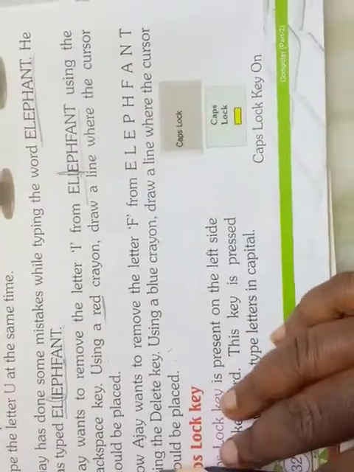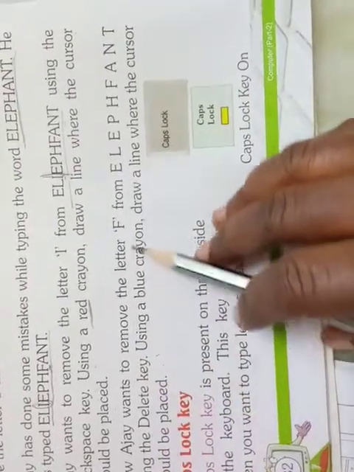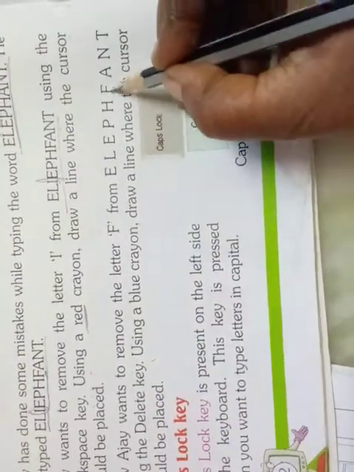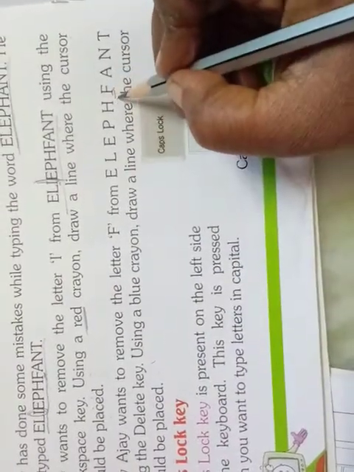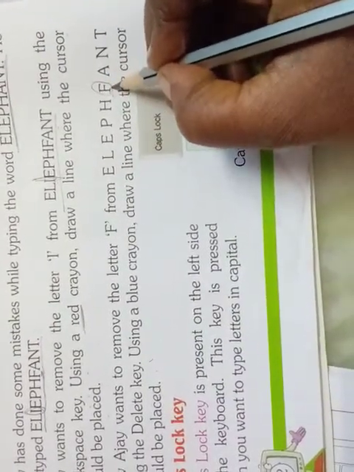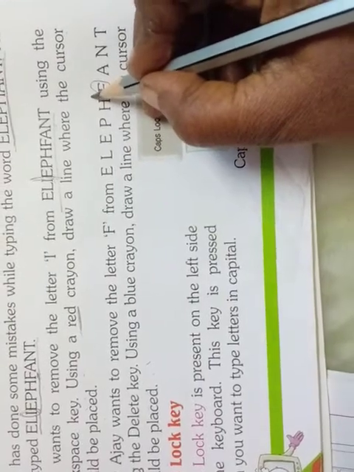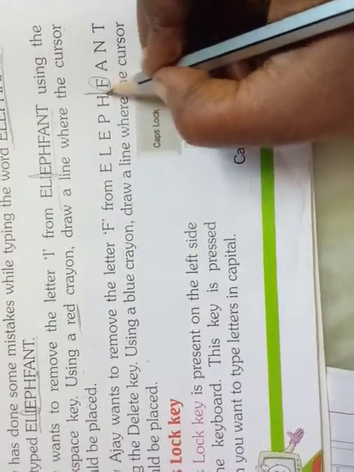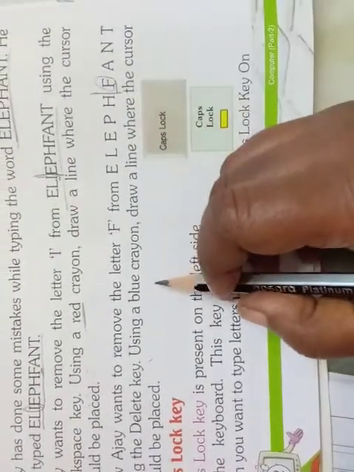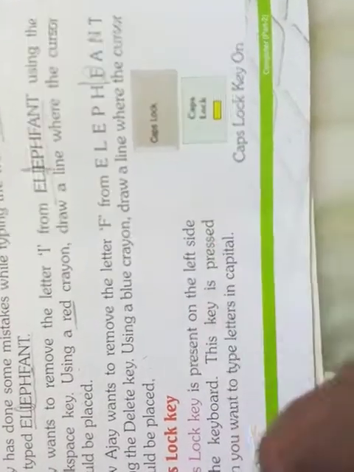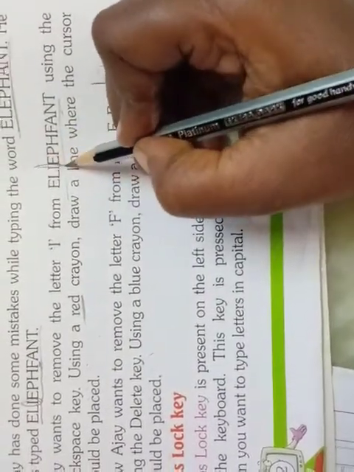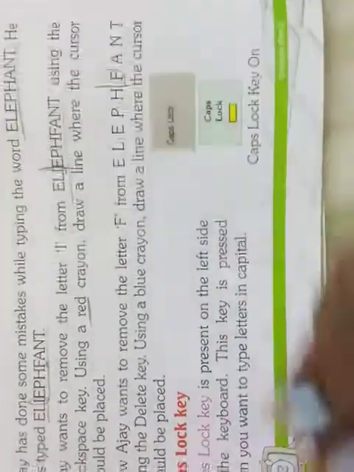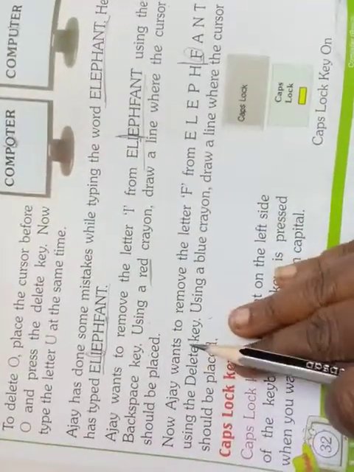Okay, next, like that, Ajay wants to remove the letter F by using the delete key. Then where do we have to put the cursor? Here we have to put the cursor. Blue crayon. Draw a line where the cursor should be placed. Okay, children, here you have to draw a blue line. Here we have to draw a red line. This is about the delete key.